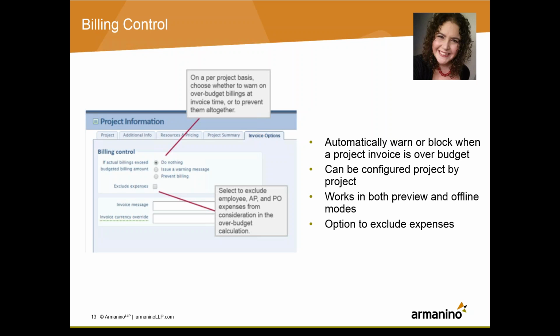And then the last thing to note is for offline batches. If you're processing invoices and project billings offline, it will skip over anything that exceeds the budget if you have opted to deny billings. So you will have to check your log to make sure that you didn't have anything that was skipped over due to exceeding that contract maximum.